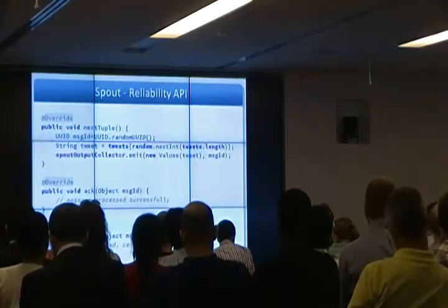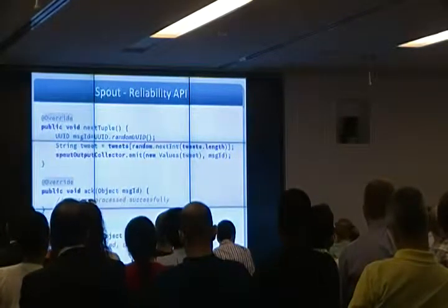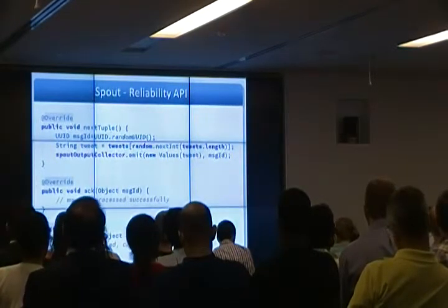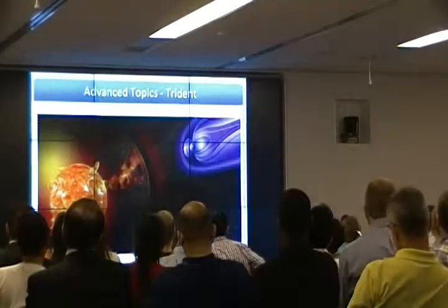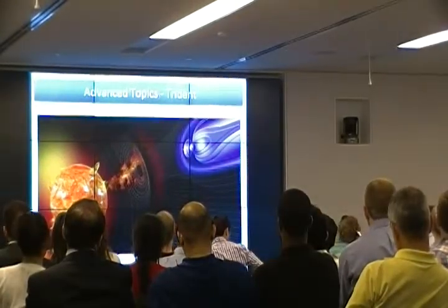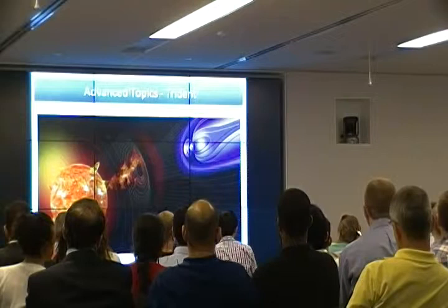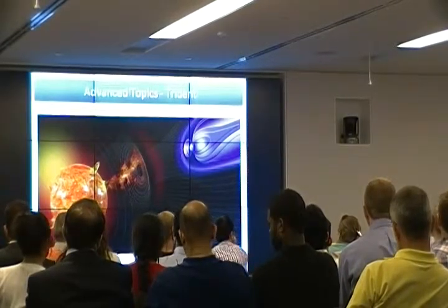And if you have message queues that allow you to read back, if it fails you can reprocess it. So, any question about that before we move to a different topic about the reliability API?